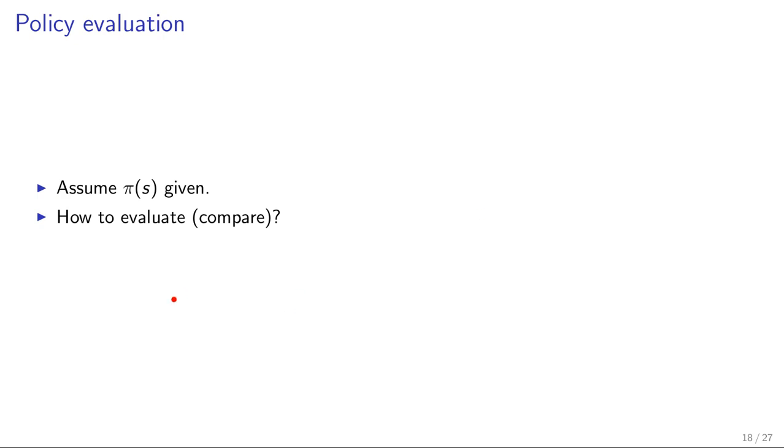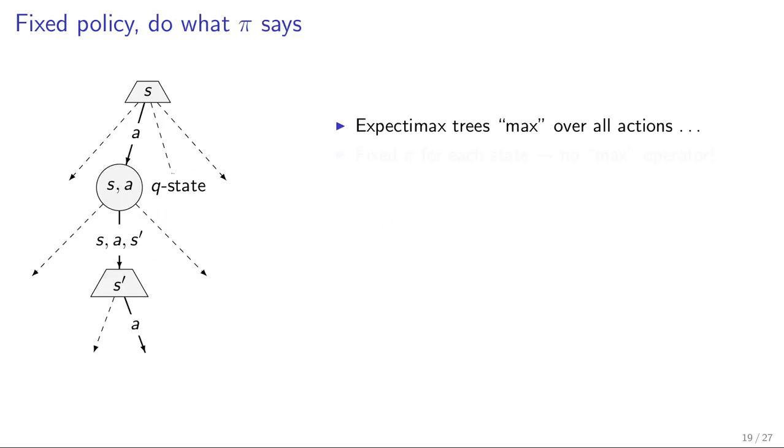Okay, so now to do policy iteration, you need one step, which is policy evaluation. You have a policy, which is not the optimal policy. You have a policy and you want to evaluate it. That means you're not maxing over all the actions. You just take the action that policy pi describes.